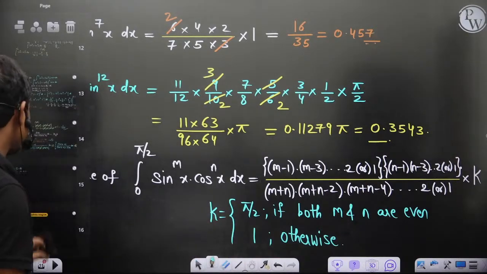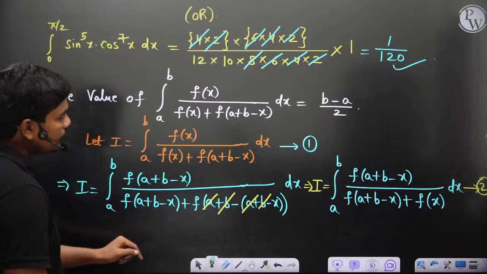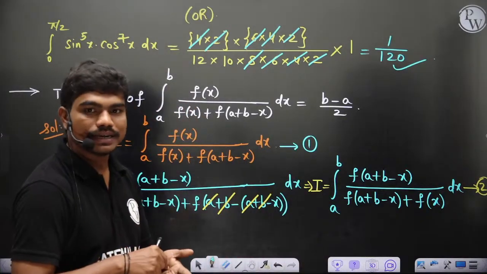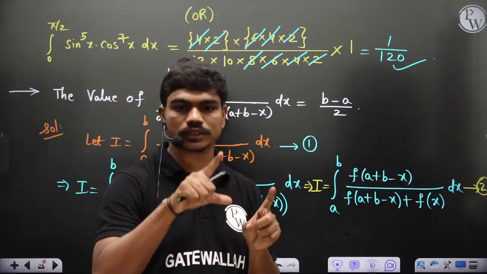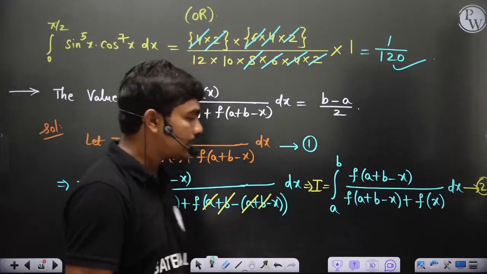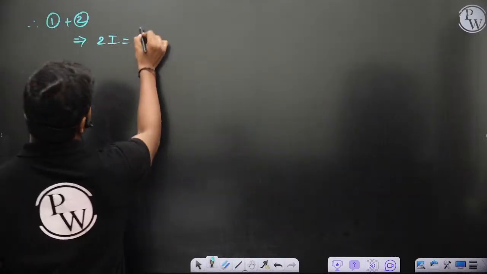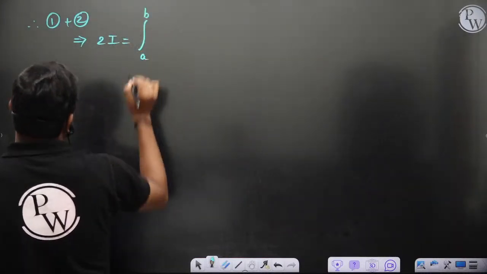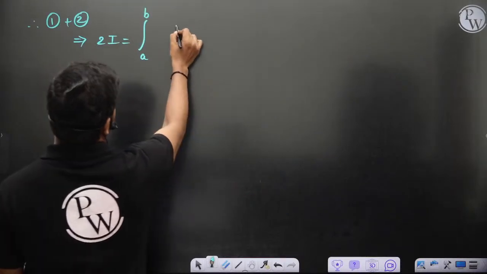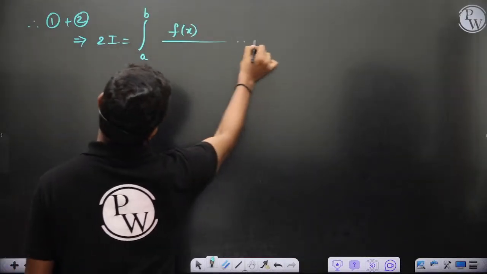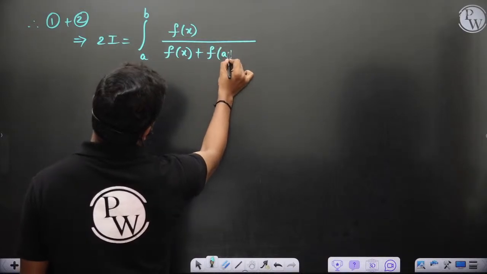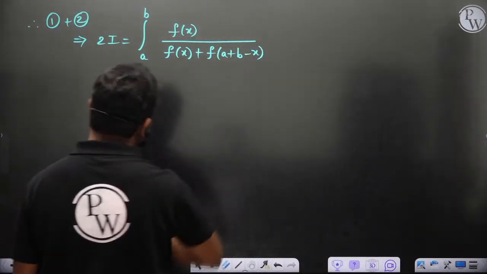So let's see. So 2I is equal to, now coming back here, this orange integral and this blue one I have written have the same integrating variable and the same limits of integration. If the limits of integration are the same, then can I put these two integrals under a single integral sign, which means can I write this as integral a to b? What is the first integrand? This is the first integrand, f of x by f of x plus f of a plus b minus x, of course.